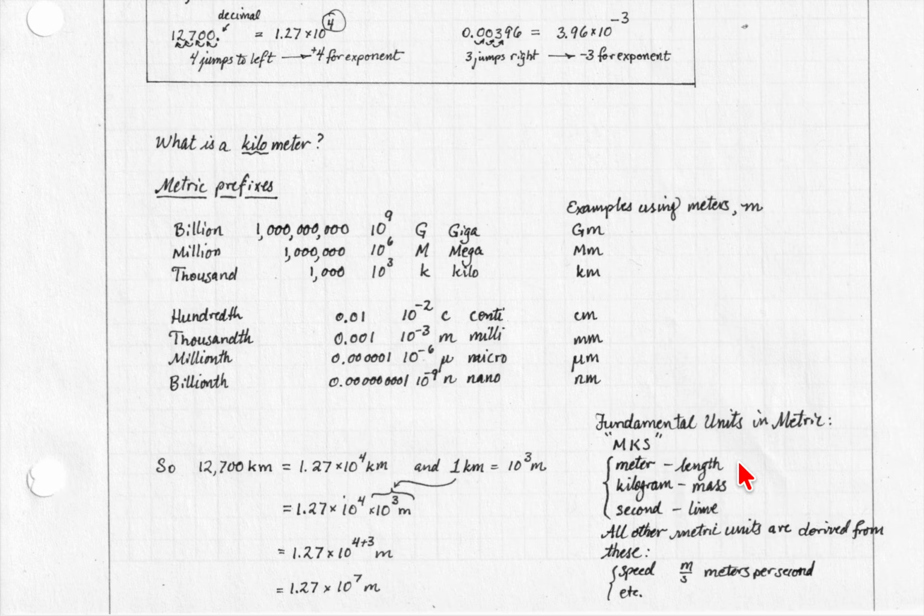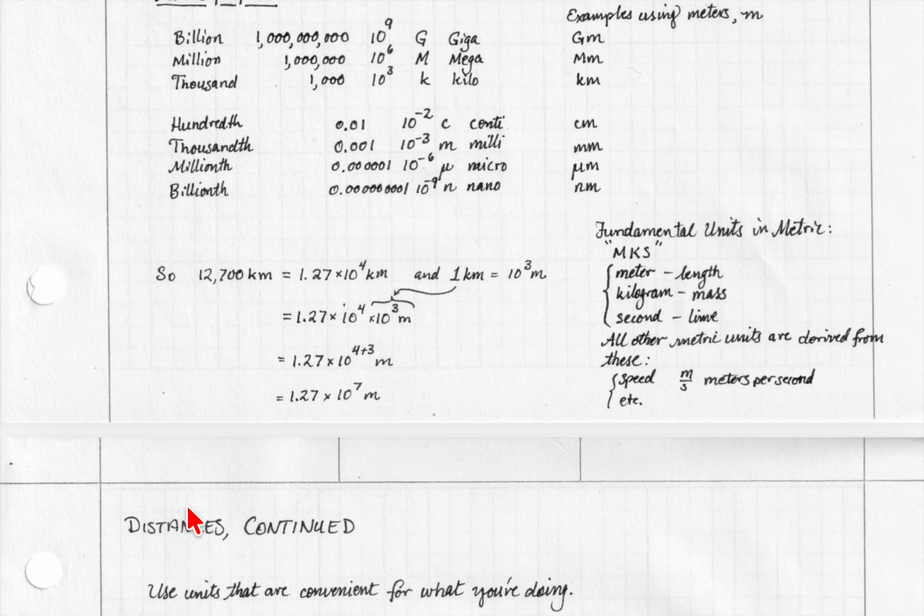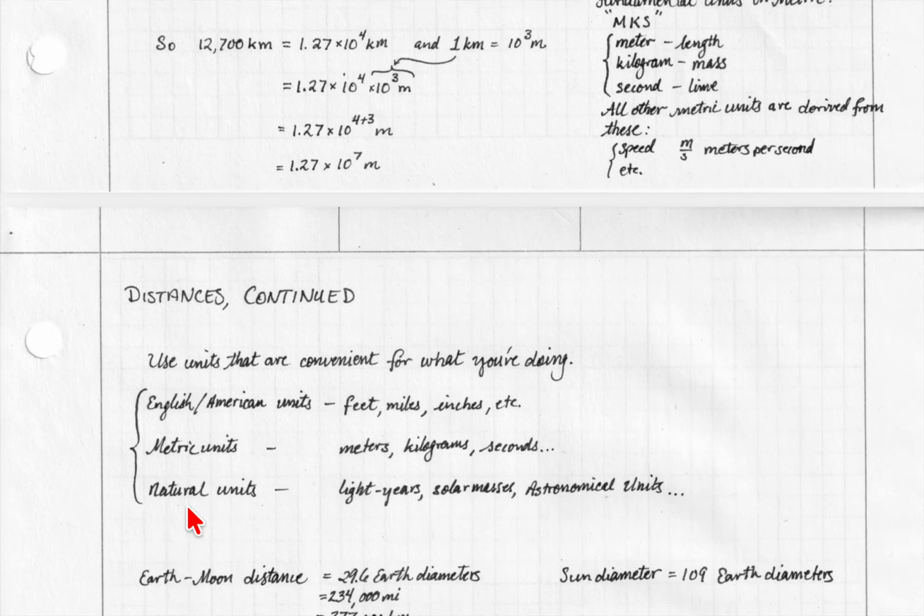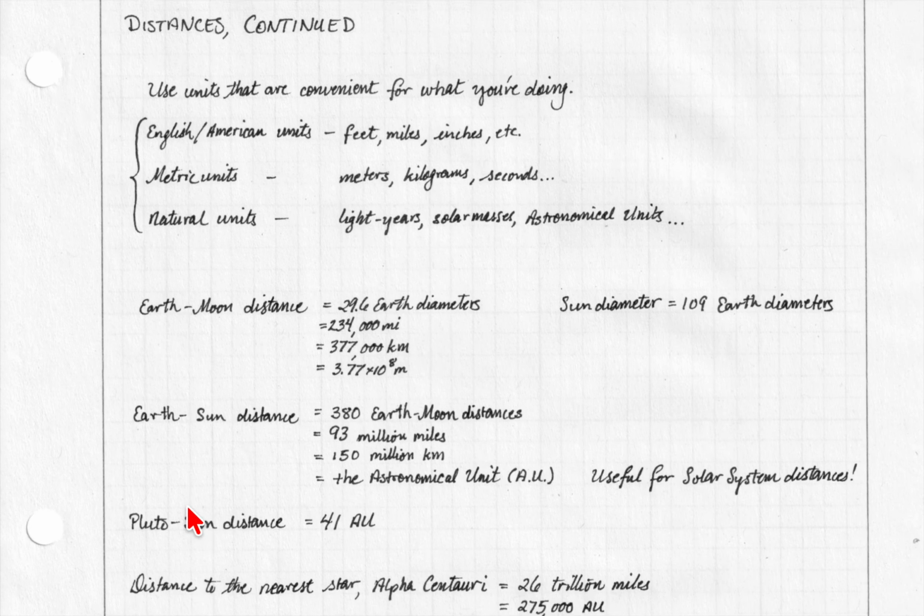I will say that in astronomy, though, we have a history of using that other system, centimeters, grams, and seconds. And you might hear me mention some of those units. When we get to them, I'll explain them there. But it's not anything you're going to worry about now. All right, let's go on then. Let's continue with distances.